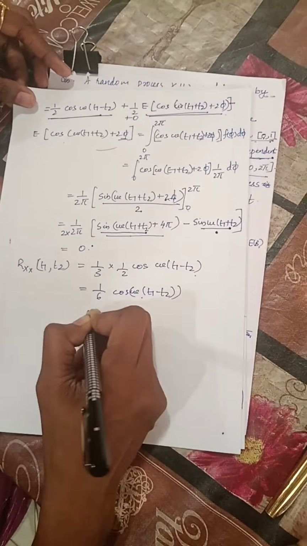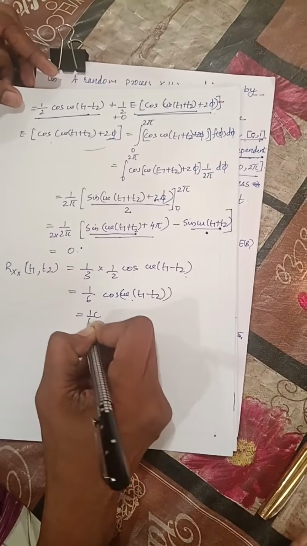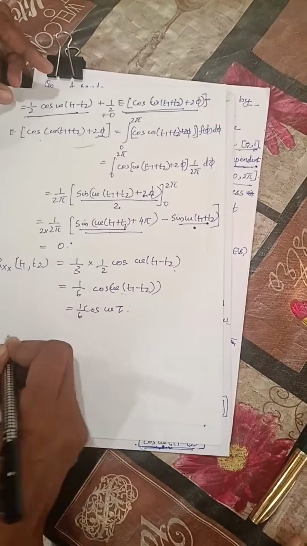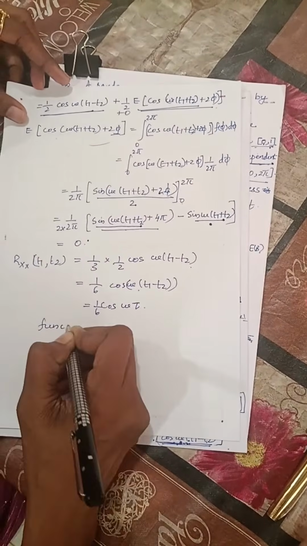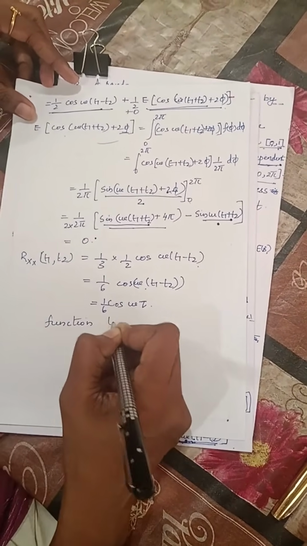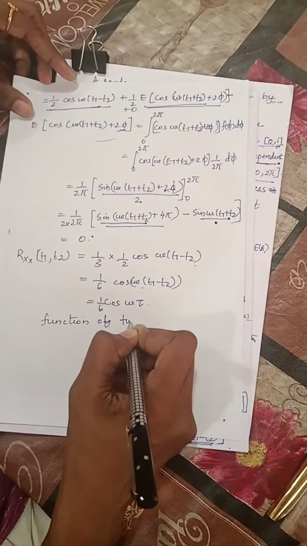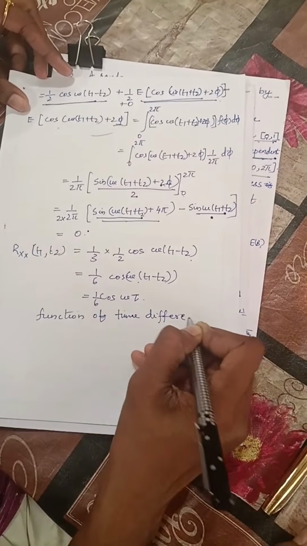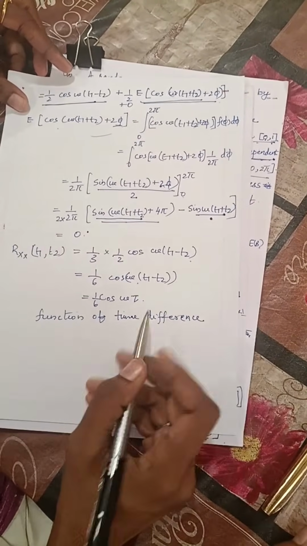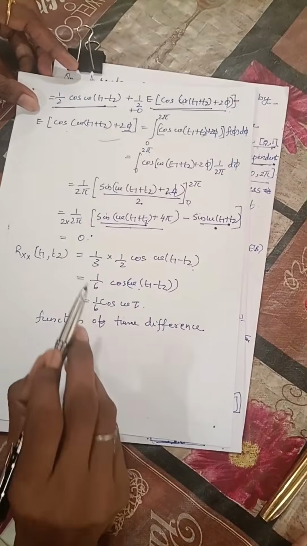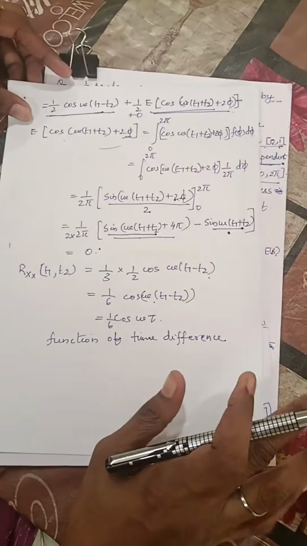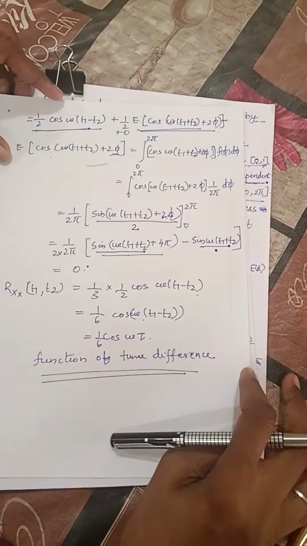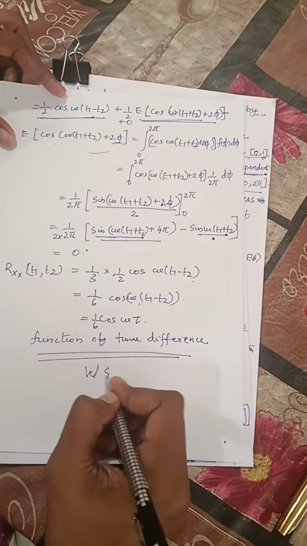So this is a function of time difference, 1 by 6 cos omega times t1 minus t2. That means we have satisfied the two conditions: the expectation of the process is a constant, and the autocorrelation function is a function of time difference. Hence, this process is WSS.